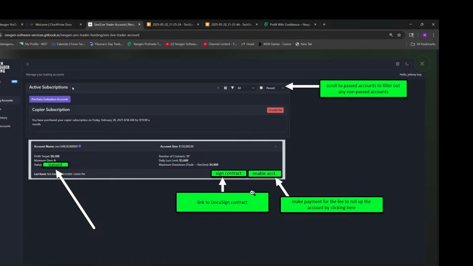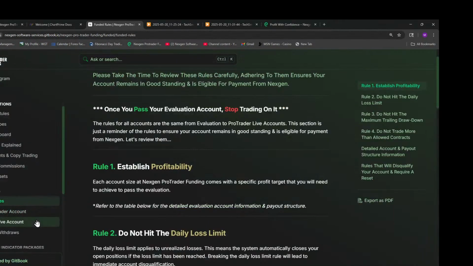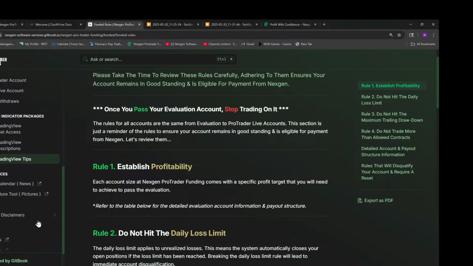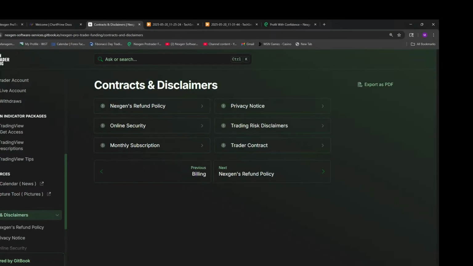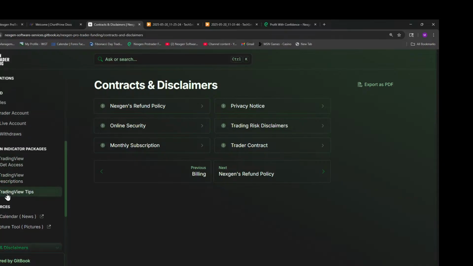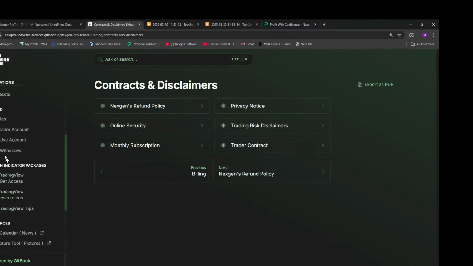So you're going to go through, you're going to sign your contract. I'm trying to find it. Billing, contracts, TradingView tips. You guys know we have those?